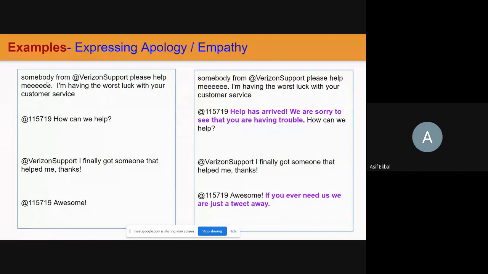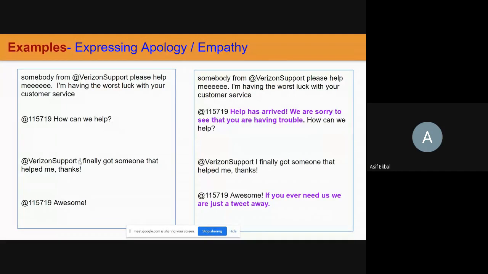Let's say the speaker is asking Verizon support, please help me, I am having the worst luck with your customer service. And the bot replies, how can we help? This is a very mechanical response. But rather than that, if the bot responds like this, okay, help has arrived, we are sorry to see that you are having trouble, how can we help? Then because of this colored text on the right-hand side, the user who is having tremendous trouble with the customer service will feel happier. But if you respond with just how can we help, it is more mechanical.